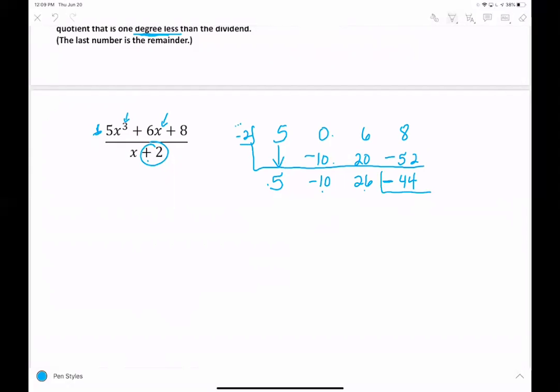So when we fill in, we started out with a cube, so we're going to go one less: 5x squared minus 10x plus 26 minus 44 over x plus 2.